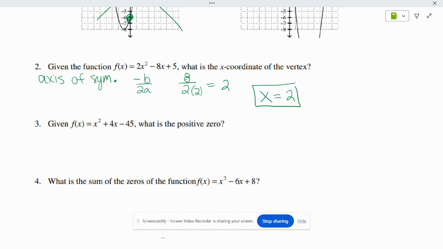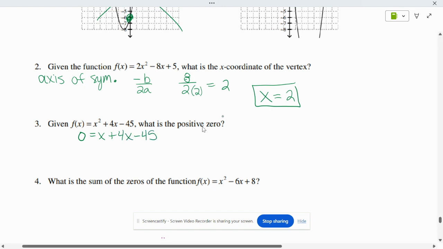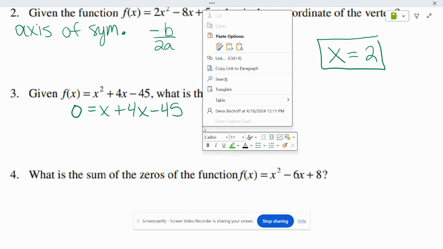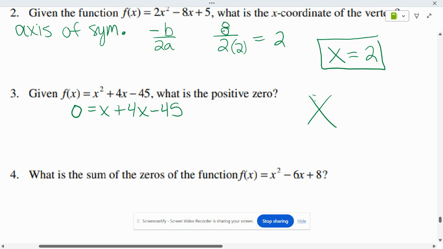Number 3 says, given the function, what is the zero? What does that mean? When it asks me for a zero, what is it asking me to do? It's secretly saying, hey, what? Yeah, find the x-intercepts. Set the function equal to 0 and factor. So we have to set it equal to 0, and we have to factor. So I'm looking for two numbers that when I multiply them, I get -45, and when I add them, I get 4.